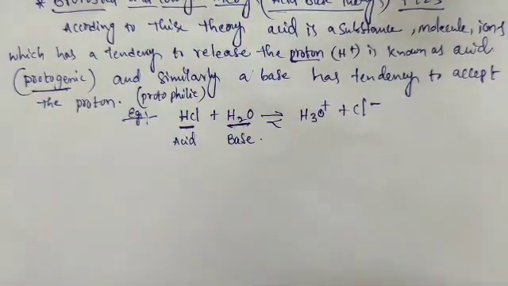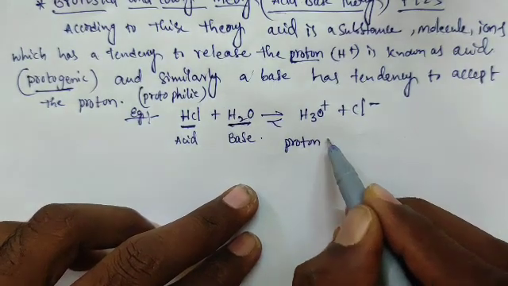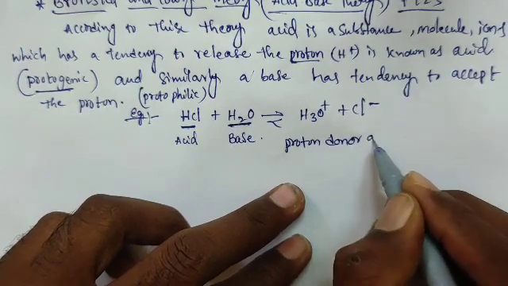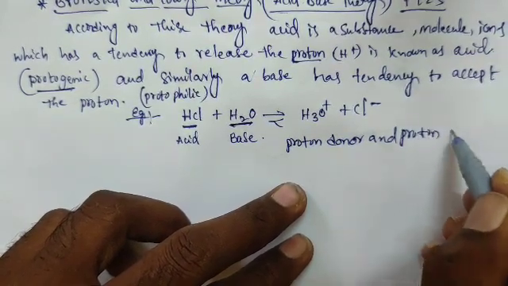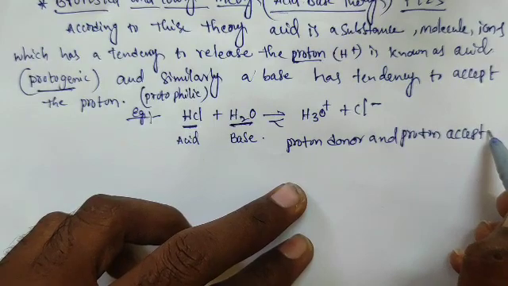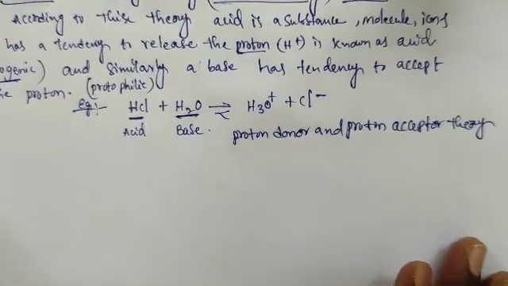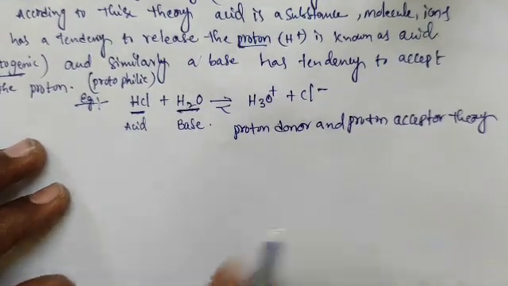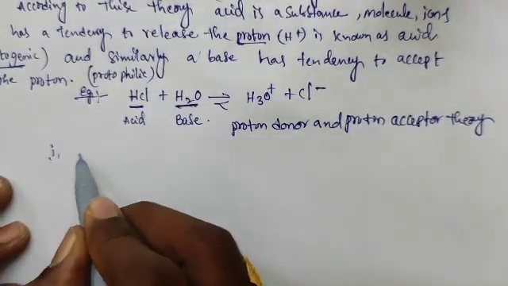Next, Bronsted and Lowry theory is also known as proton donor and proton acceptor theory. We also call it Bronsted theory because here the proton only plays the major role.